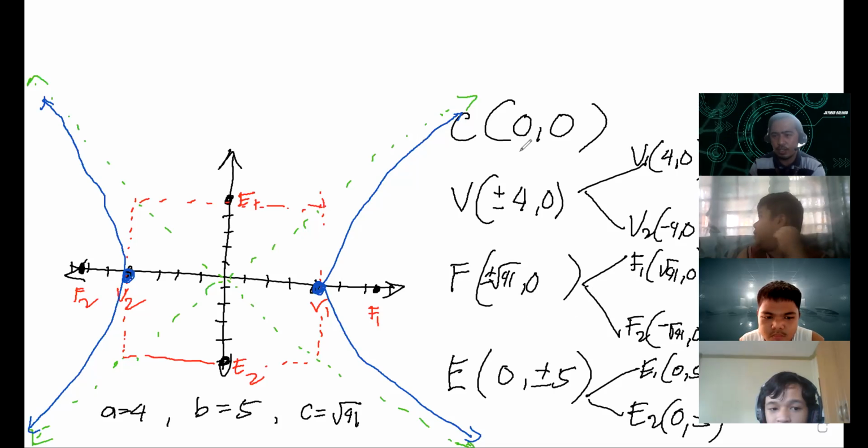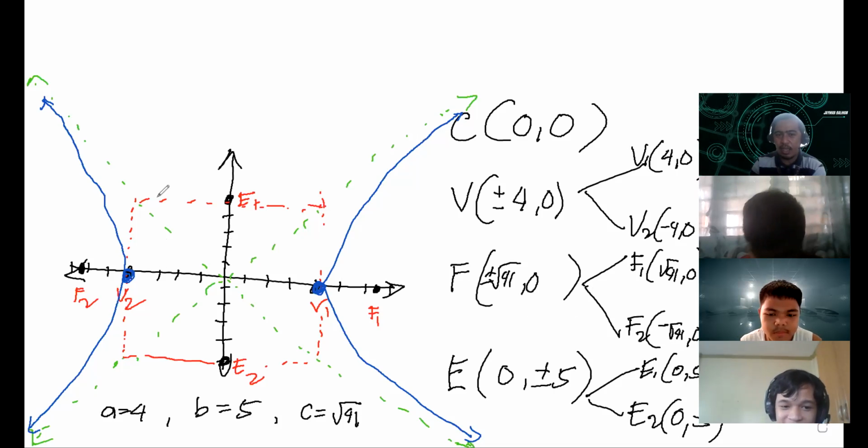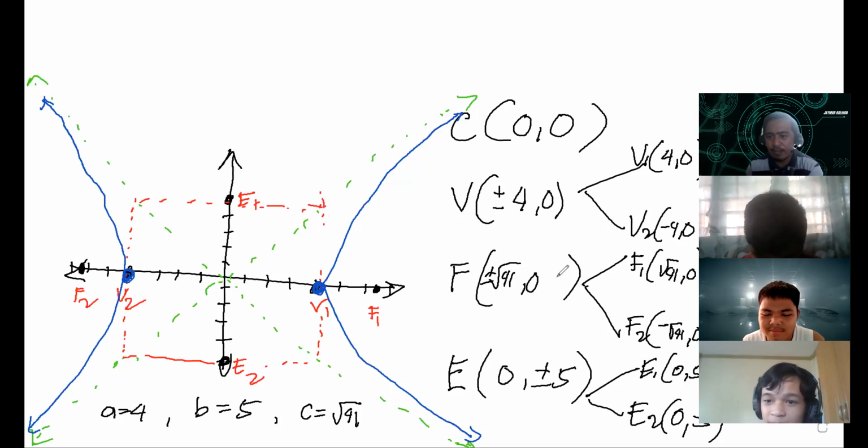Any questions? Sir, is the blue line broken or solid? Solid, since that is the part of your hyperbola. The broken lines are not included in your solution set. Okay? Any questions?